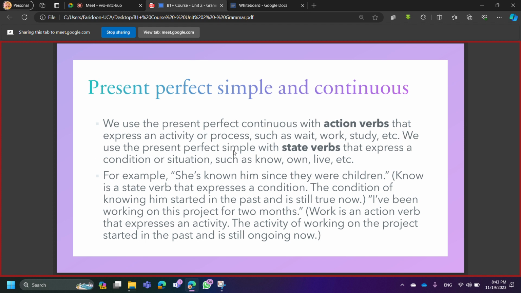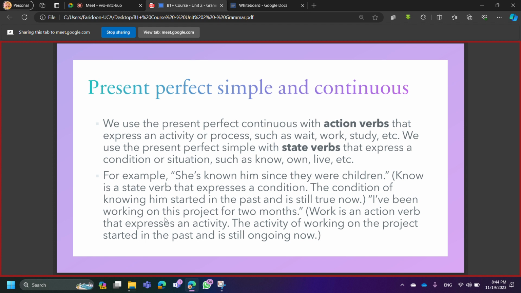And we use the present perfect simple with state verbs mostly, that express a condition or situation, such as know, own, live, and so on. Okay? For example, she's known him since they were children. Know is a state verb that expresses a condition. The condition of knowing him started in the past and is still true now.